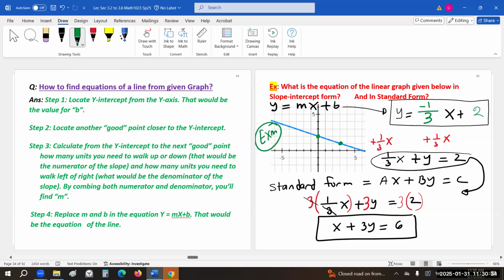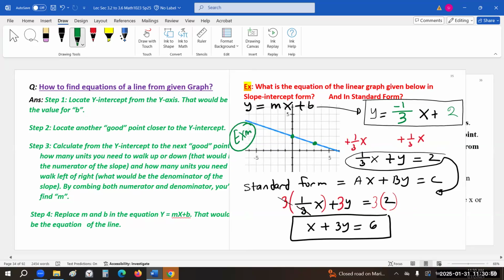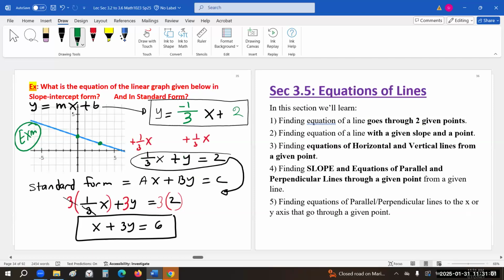You may not see this in the final exam, may not, but definitely you'll see this in the in-course exam. I'm going to give you a line, and you have to find slope-intercept form as well as the standard form. Okay? Any question before you move on? No? So with this, you're done at 3.4.